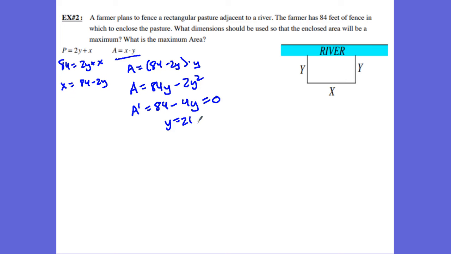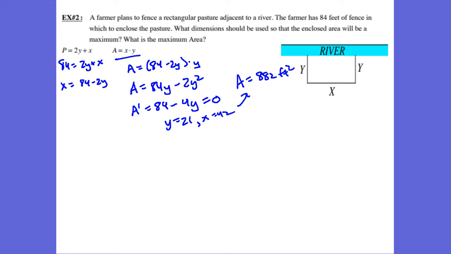which means if my y is 21, I look at my original equation, relationship between x and y. I can know x is equal to 42, which means I plug that into my area equation, and my maximum area is going to be 882 feet squared.